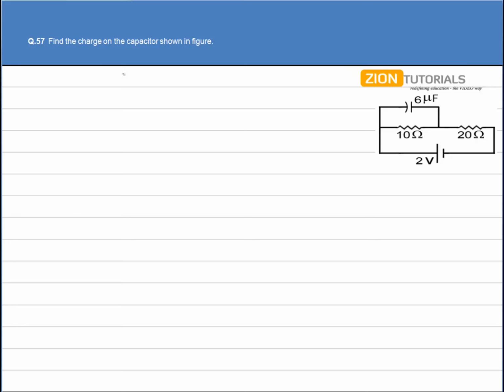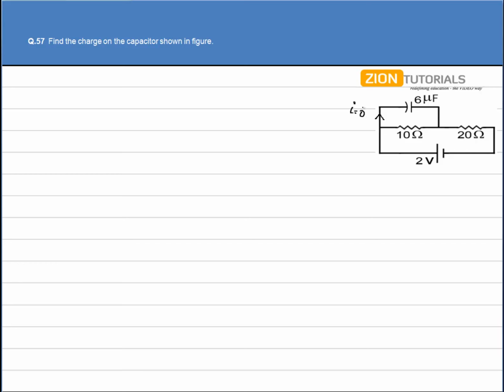In this question, we have to calculate the charge on the capacitor as shown in the figure. Now, the concept behind this question is that when a capacitor is connected to a DC source, the capacitor always acts as an open circuit. Since the capacitor acts as an open circuit, the current that will flow through the capacitor will be equal to 0.